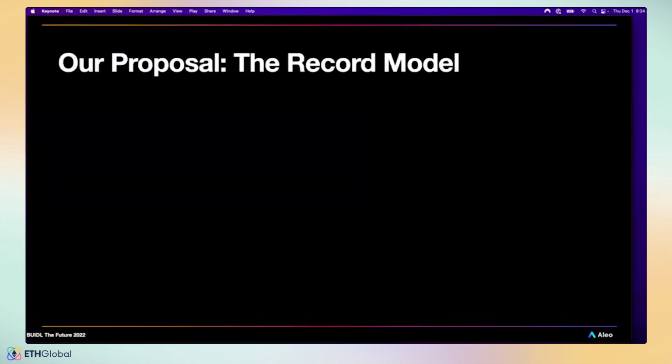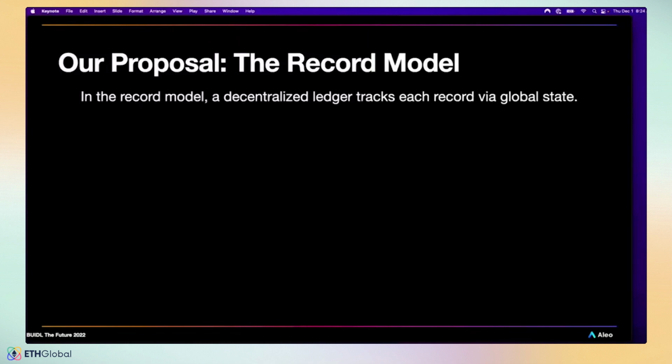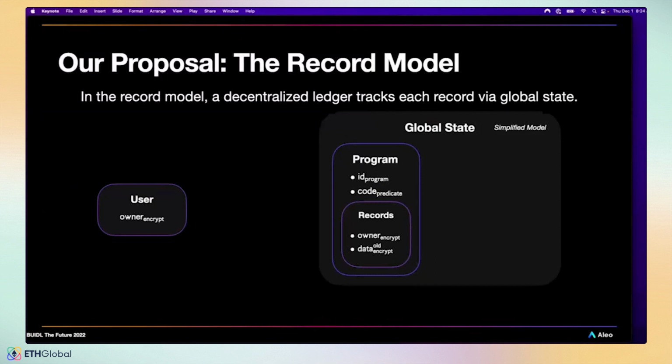So this is the model upon which Aleo is actually constructed. So in the record model, a decentralized ledger tracks each record by a global state. Here you have a user. Here you have some global state for the ledger. In here, what we store is the program, its code, and a set of records. And note that records are encrypted on chain, so there's no data being leaked there.